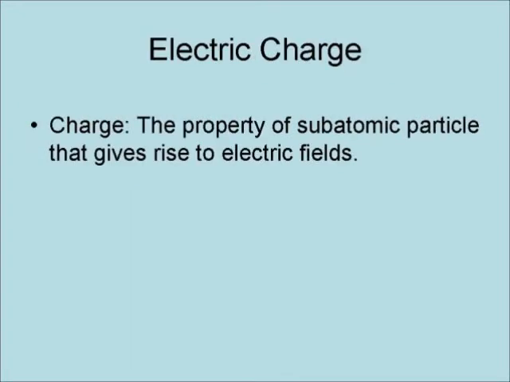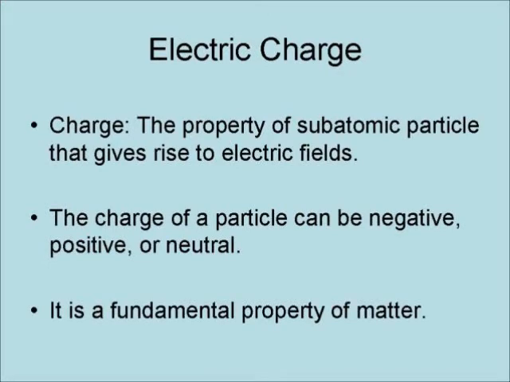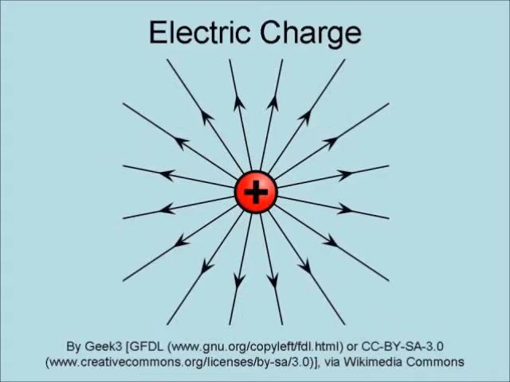Charge is the property of subatomic particles that gives rise to electric fields. The charge of a particle can be negative, positive, or neutral. It's a fundamental property of matter. This is an illustration of a positive electric charge. The field lines are always depicted as heading away from a positive charge. This is purely a convention of the electromagnetic model. It is based on the direction of a positive charge in the field.